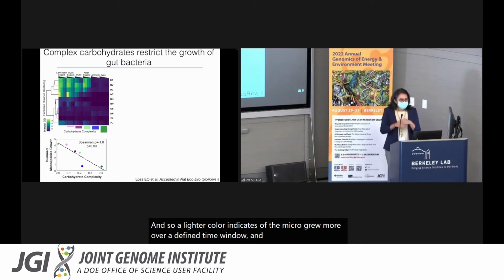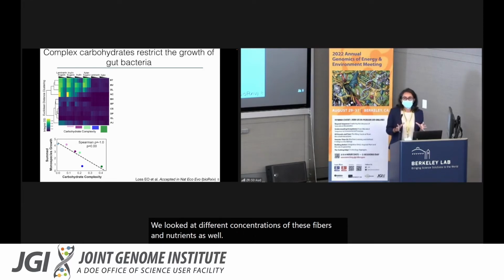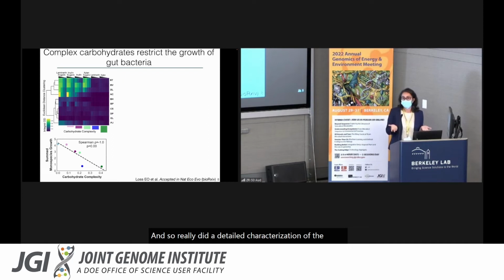And we looked at different concentrations of these fibers and nutrients as well. And so we really did a detailed characterization of the monoculture growth response to these different nutrients, either the sugars comprising the fiber or the fiber itself.